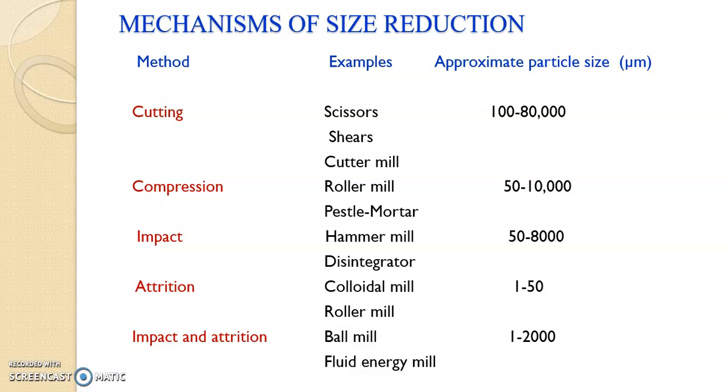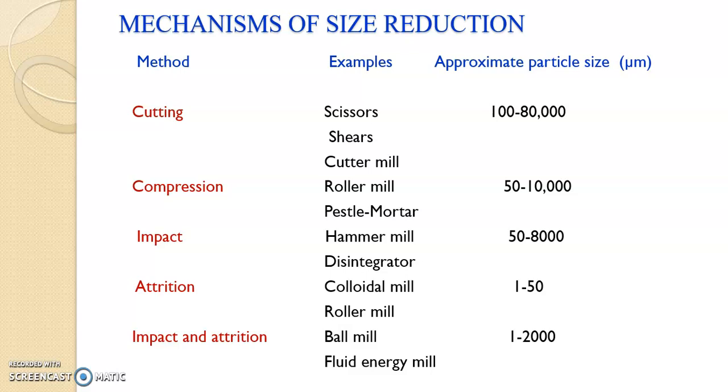Now, majorly for cutting, especially in case of crude drugs, leaves, and barks, this mechanism is used. We actually use scissors, shear, or cutter mill, and the particle size approximately obtained here is 100 to 80,000 microns. We can undergo a process of compression also, wherein the substance is wet or contains a large amount of moisture in it. You can use a roller mill, a pestle and mortar, or an edge runner, end runner mill. The particle size obtained in this case is 50 to 10,000 microns.